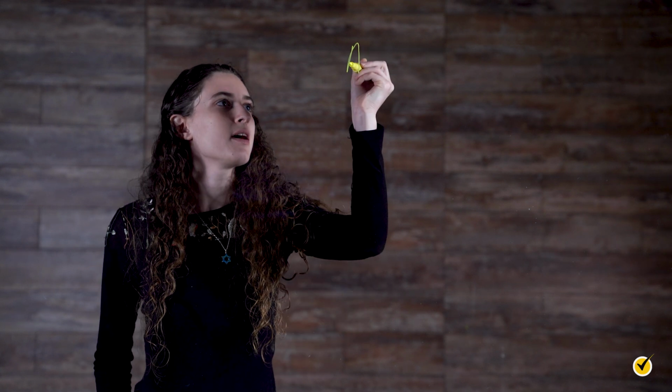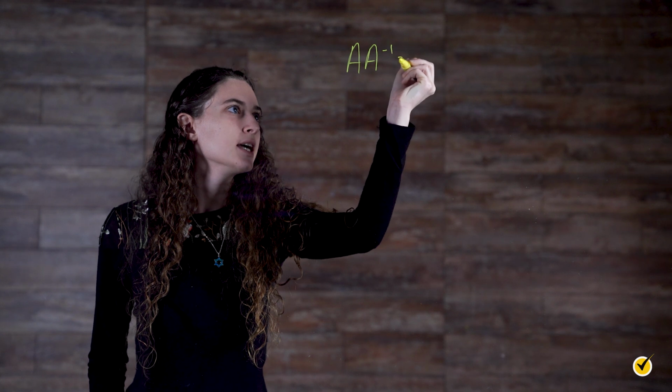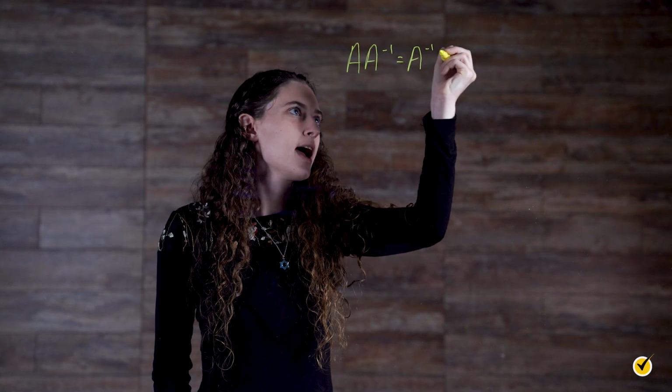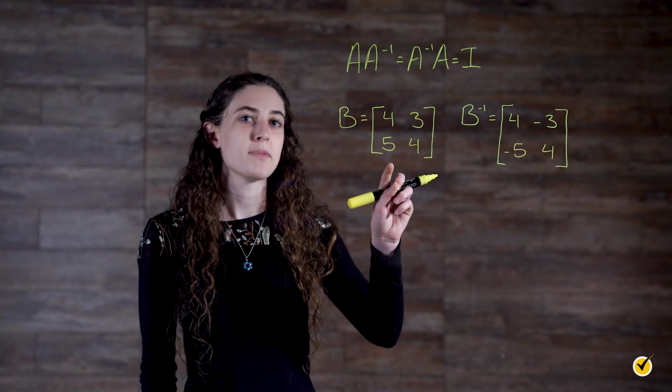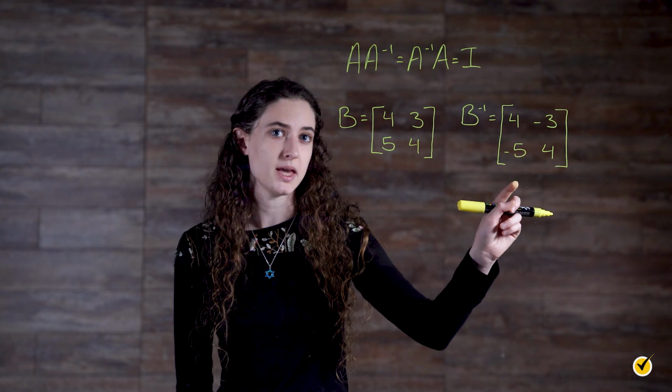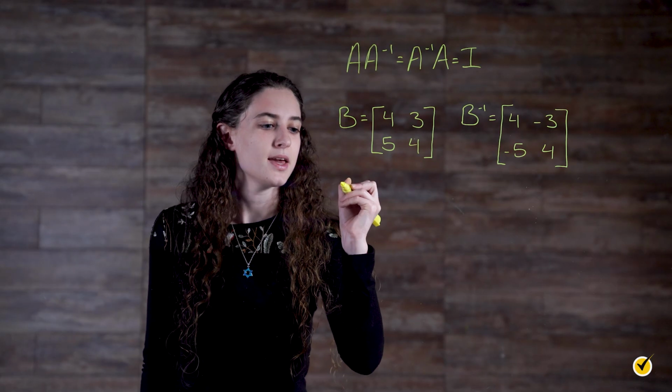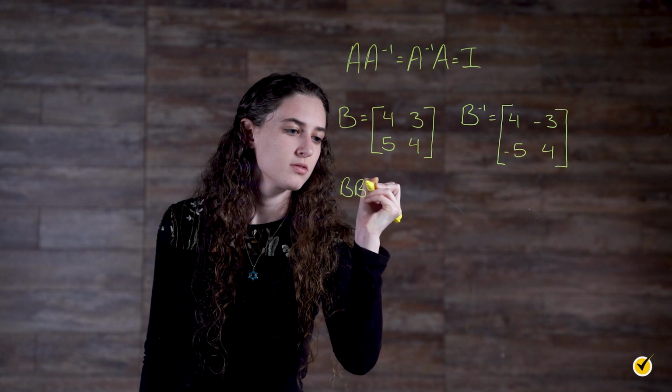Inverse matrices satisfy the equation A A inverse equals A inverse A equals I. For instance, here we have matrix B and the inverse of matrix B. Let's try B times B inverse.